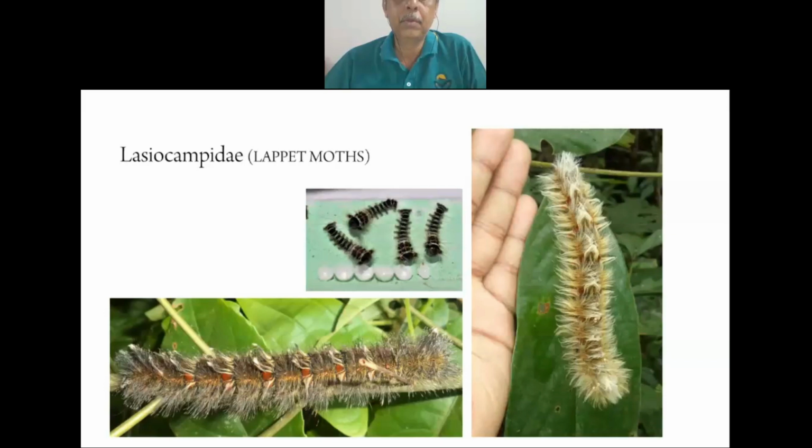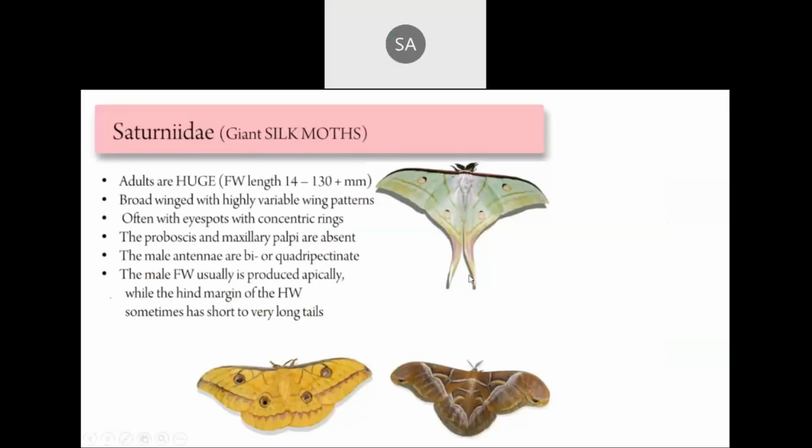The caterpillars, can you see it? I can't see the slide. Okay, so these are the caterpillars. It can grow as big as our hand or very small as the eggs. You can see. Next slide.